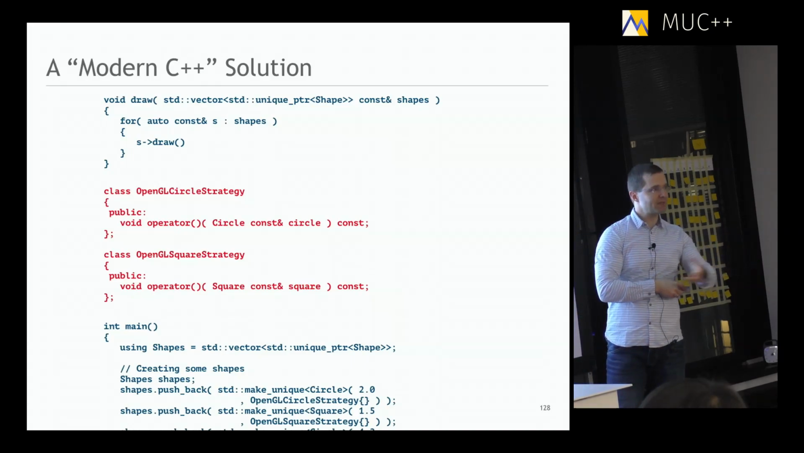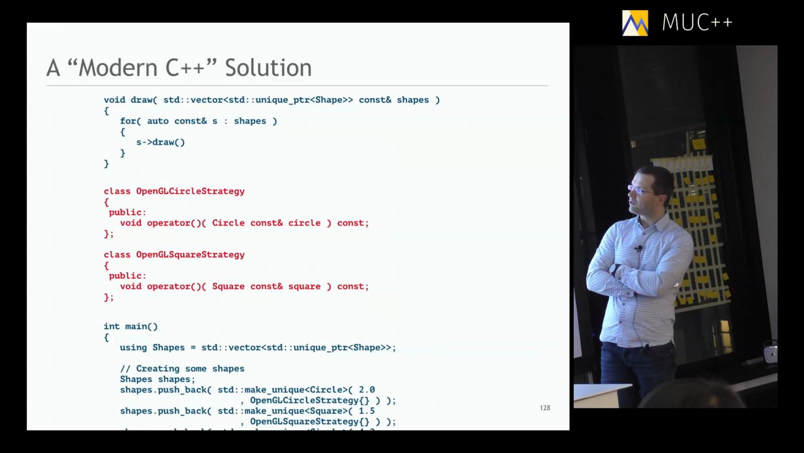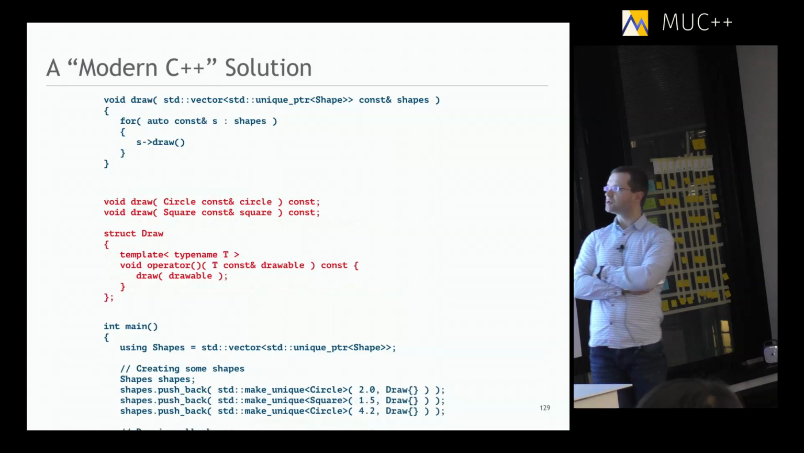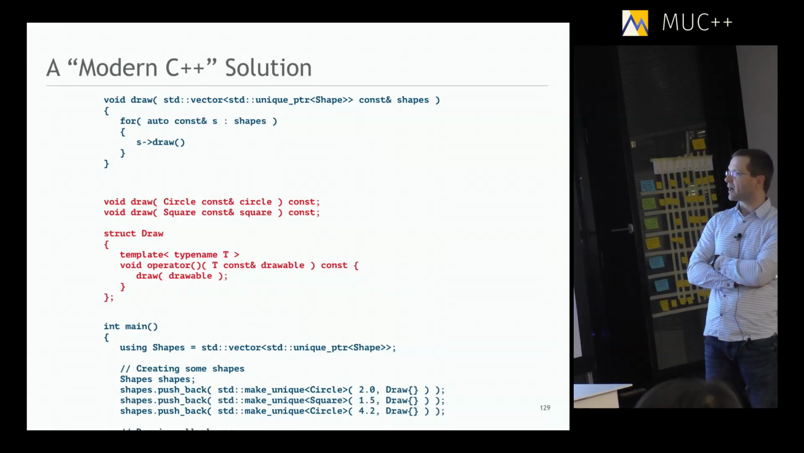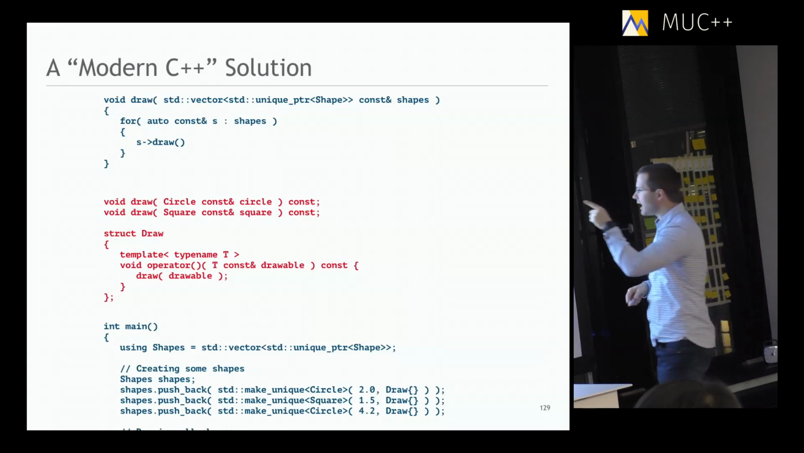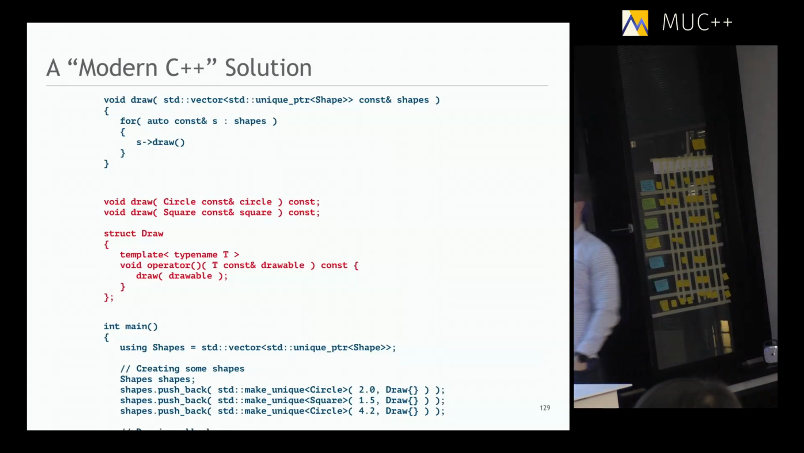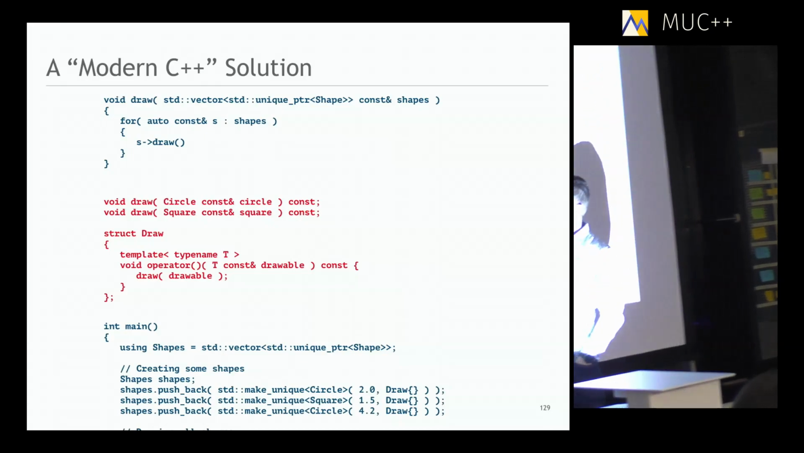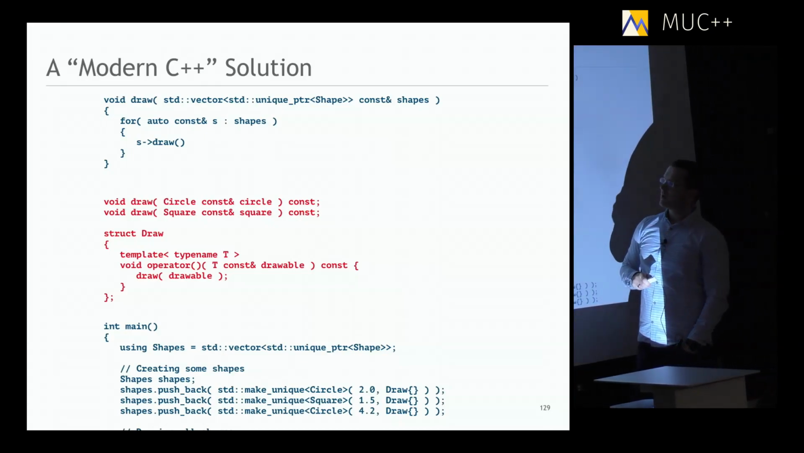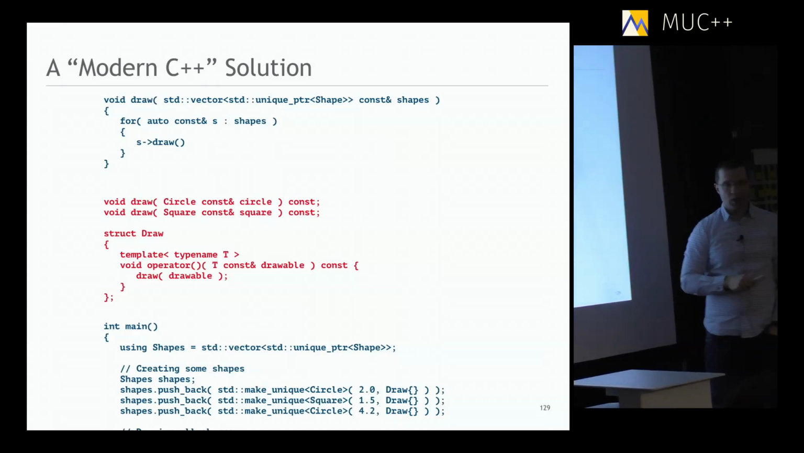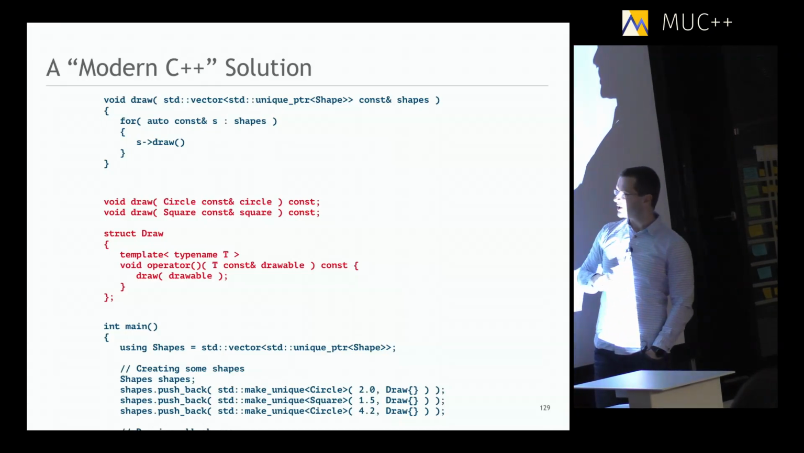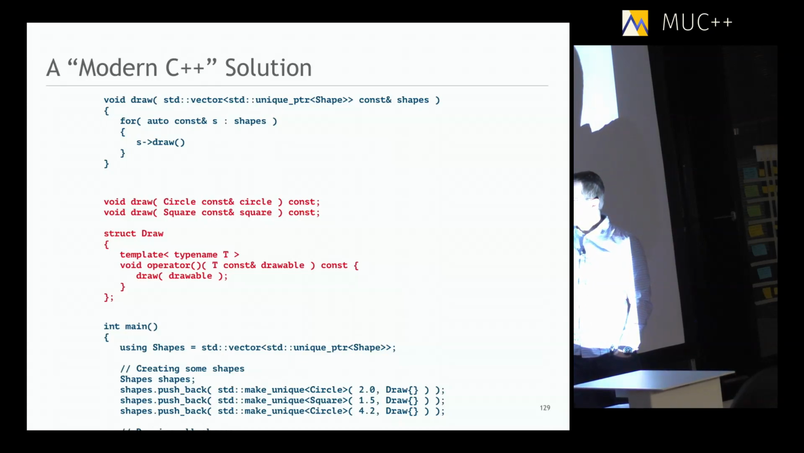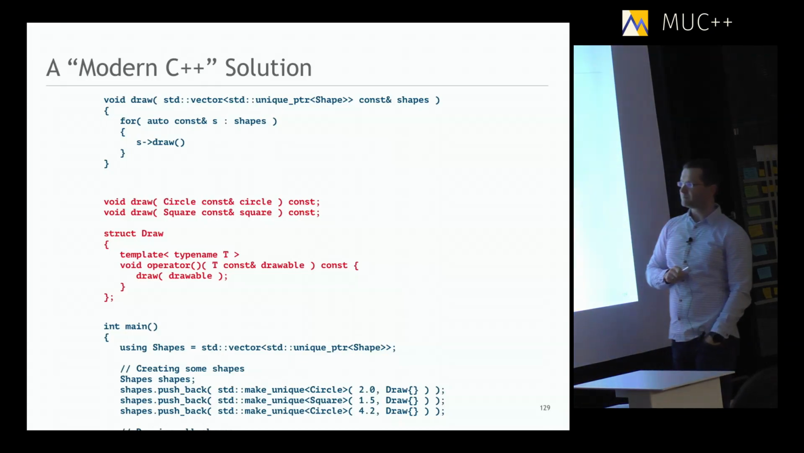I'm not depending on any base class anymore. I have the full freedom, the implementation flexibility to actually, for instance, use free functions again. I have a draw function for circle and I have a draw function for square. Now, I would like to dispatch slightly differently. You'll see in a second why. I introduce a draw struct, which is a pretty simple struct. It only has a templated call operator, which takes anything, and it forwards to draw.